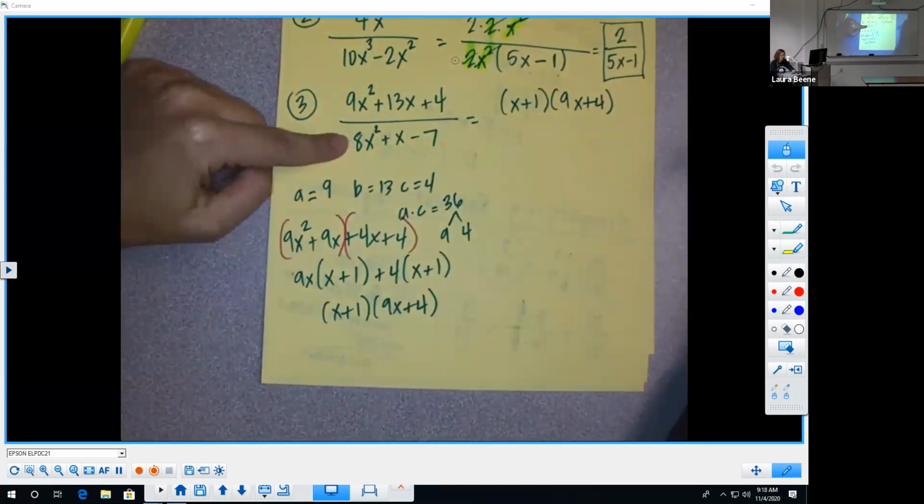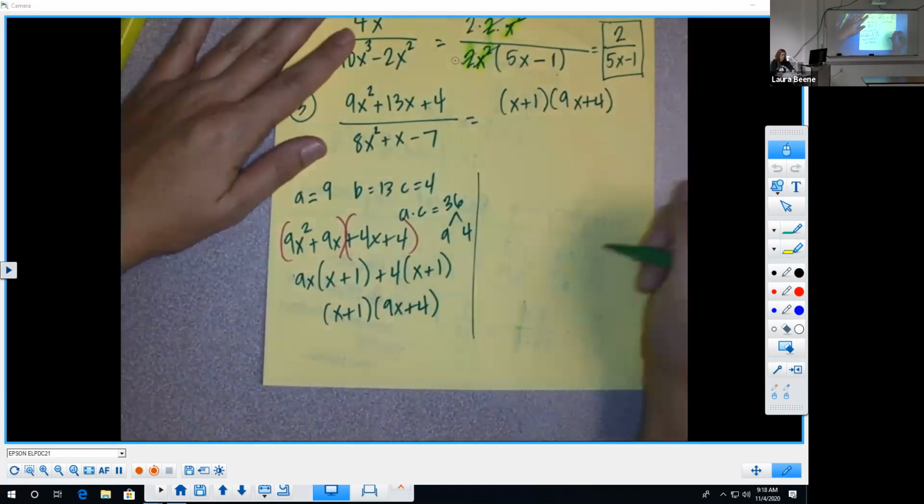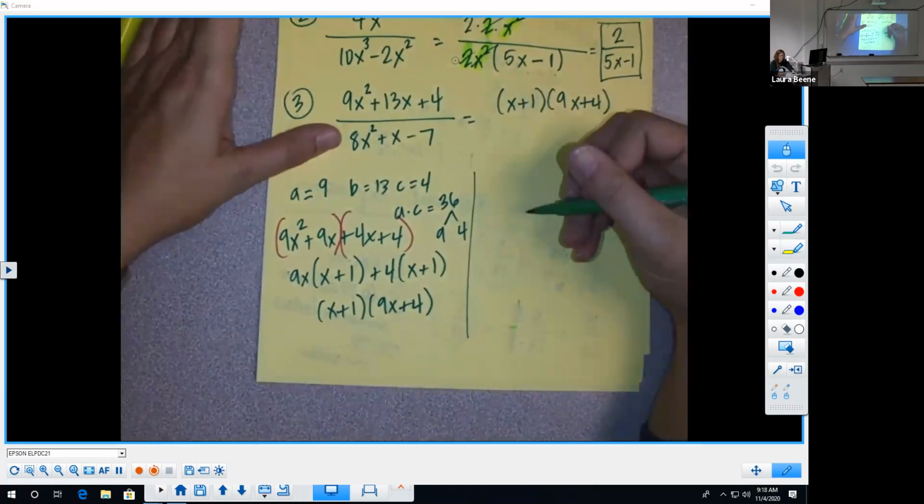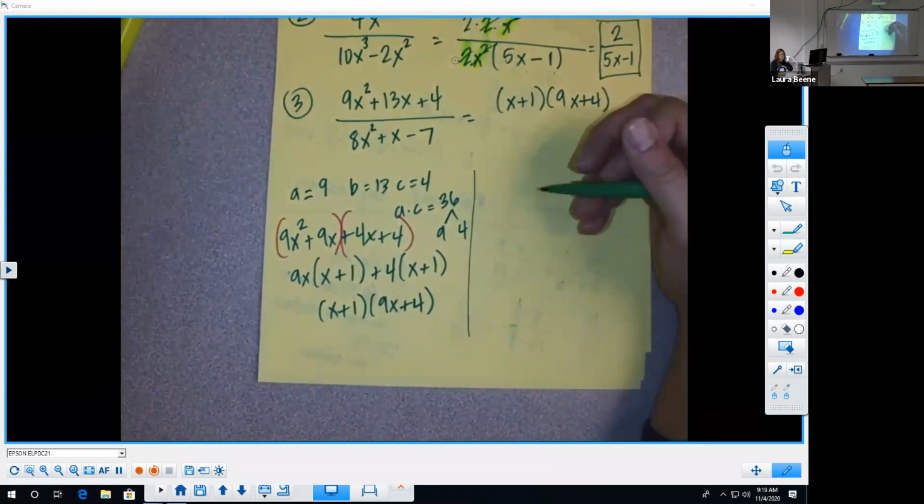The bottom, 8x squared plus x minus 7. How do you factor that? It's an AC method also. It's not a shortcut problem either. Usually I just kind of give the answer to this. I'm like, you know how to factor it, I'm going to give you the answer. But I feel like it's been a long time since we've done these problems. So it's good practice because this is on your final exam.